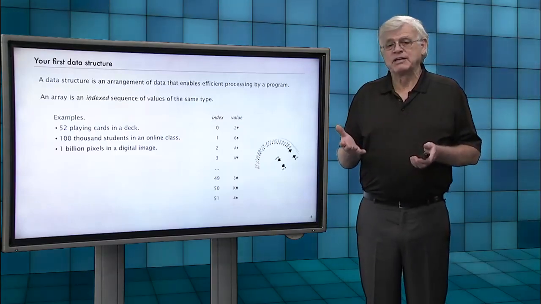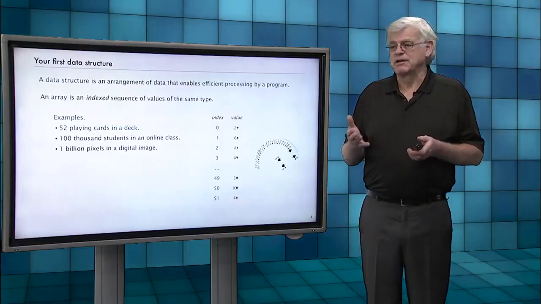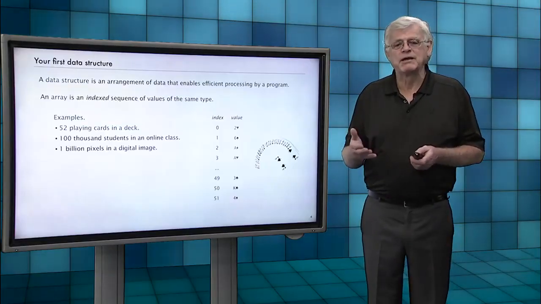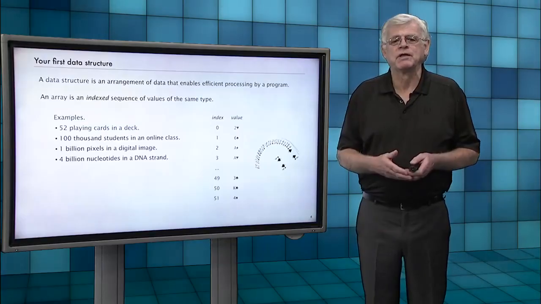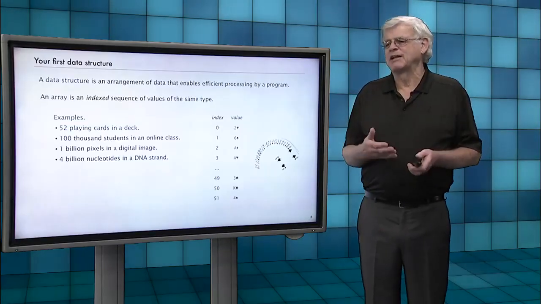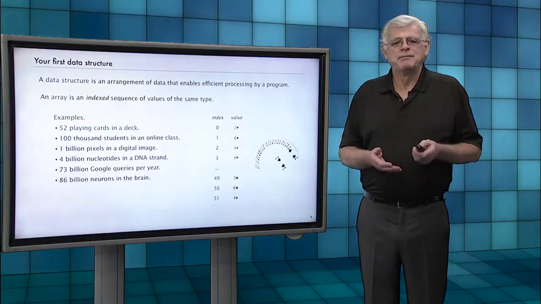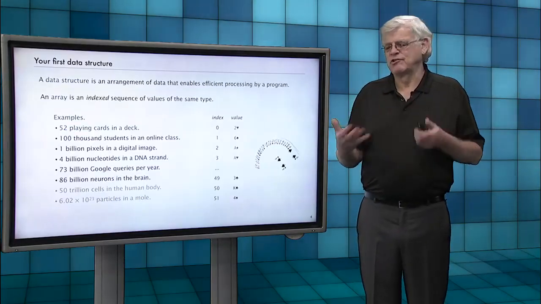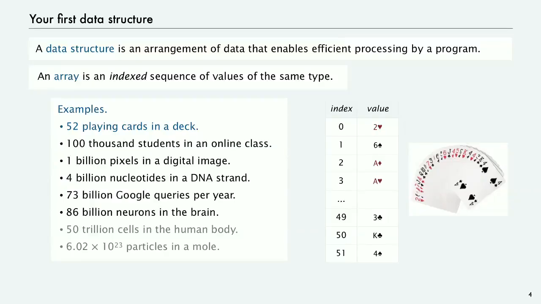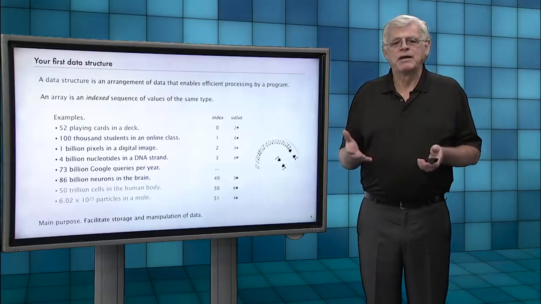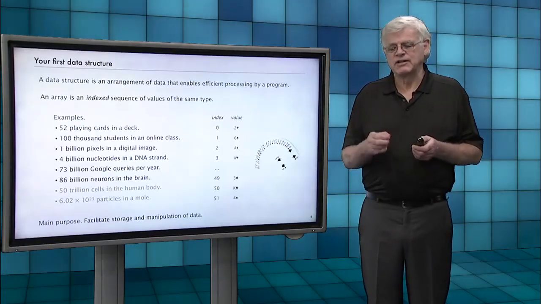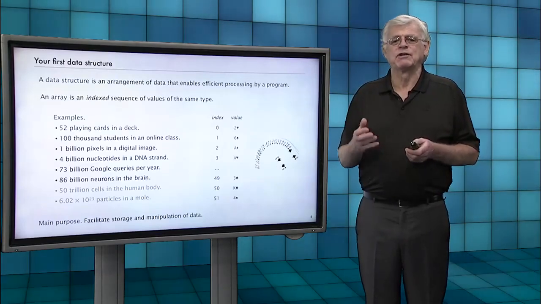Or we're going to look at digital images. There might be 1 billion pixels in a digital image, and we want to be able to quickly get to each one of them. Or biologists studying DNA. There might be nucleotides in a DNA strand. And many, many other examples showing that you've got data elements of the same type and you have a huge amount of them, and you need to structure them so that you can process them efficiently. So our main purpose of the array is to facilitate the storage and the manipulation of this kind of data.